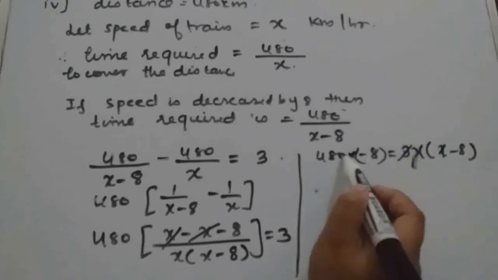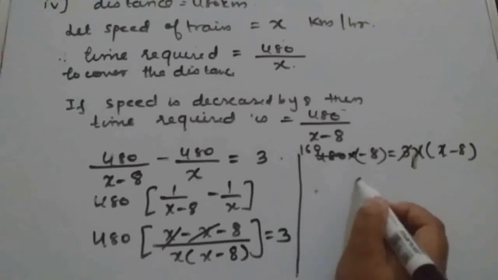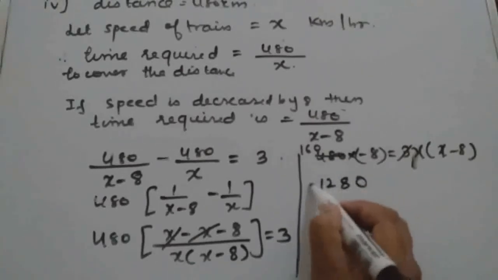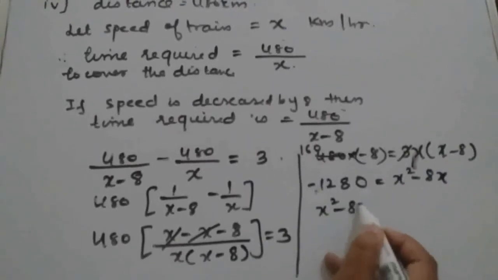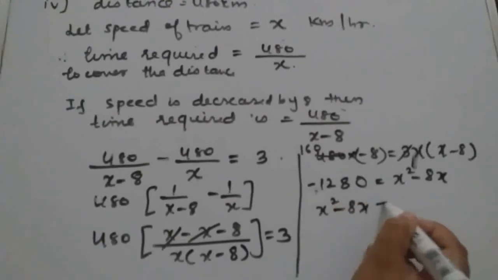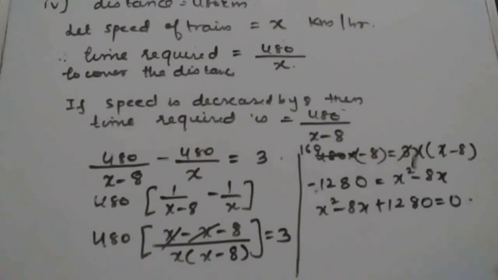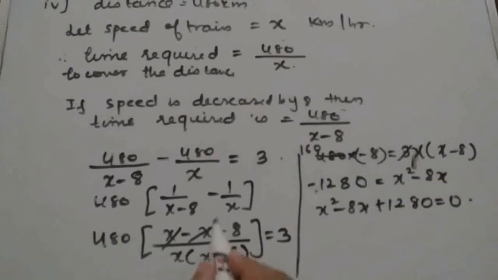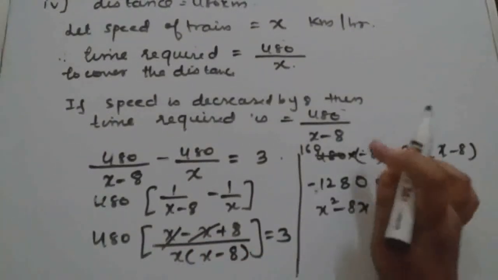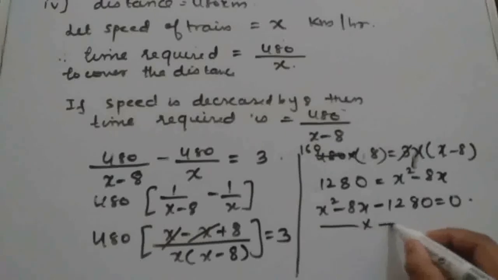From 3 we can cancel this. Then from 8 we can multiply. So x square minus 8x, and this plus sign will go to that side, equal to 0. So here, this minus minus plus will remain. So plus 8, so this is also plus, so minus. So this is your final answer.